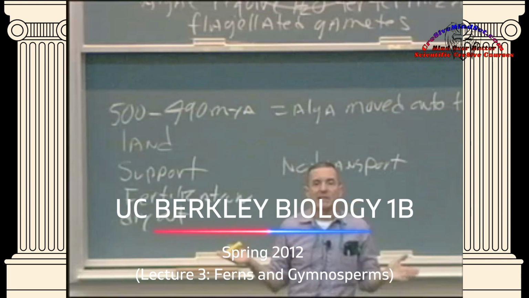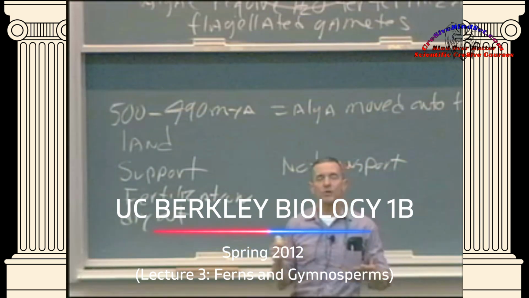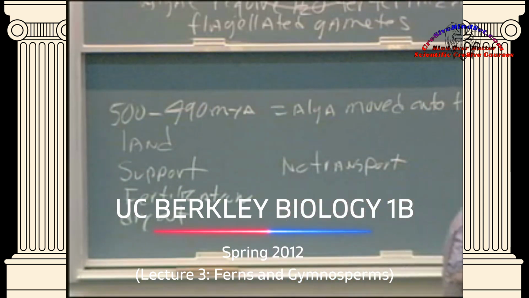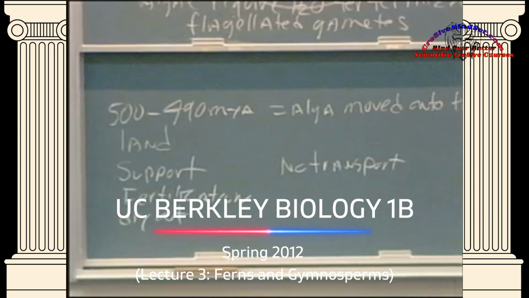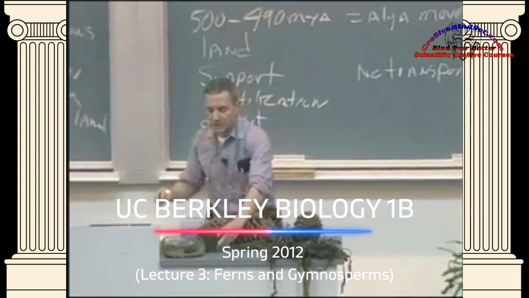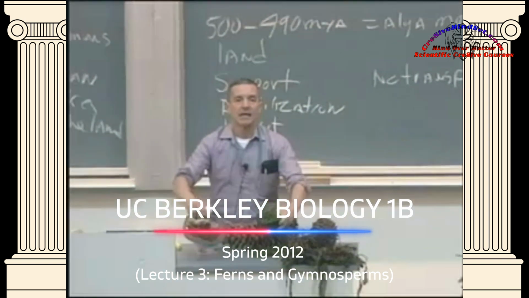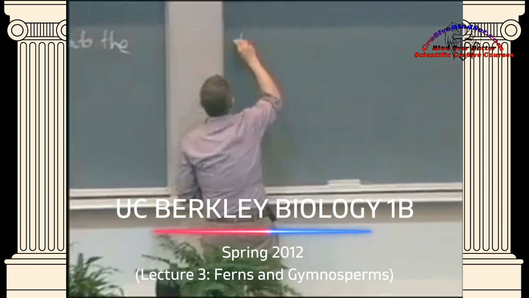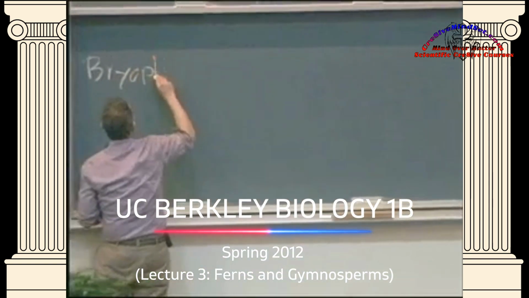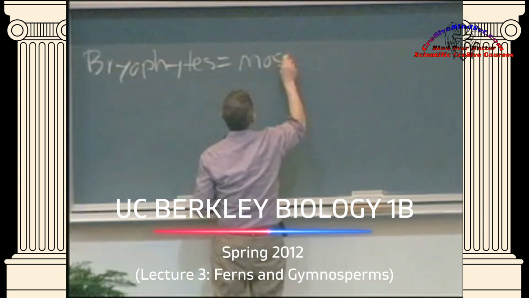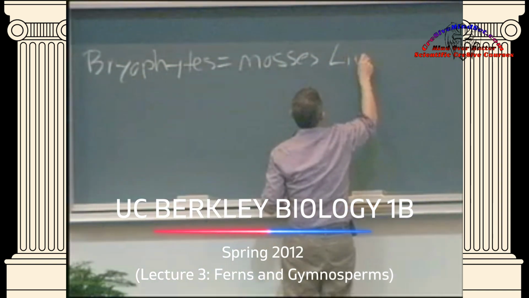So what did the first land plants look like? What were those first plants like, and what were their characteristics with regard to moving on to the land? We think the first land plants which moved on to the land have characteristics of a group of organisms that we're going to talk about today, namely the bryophytes. The bryophytes are known to you as the mosses and the liverworts.